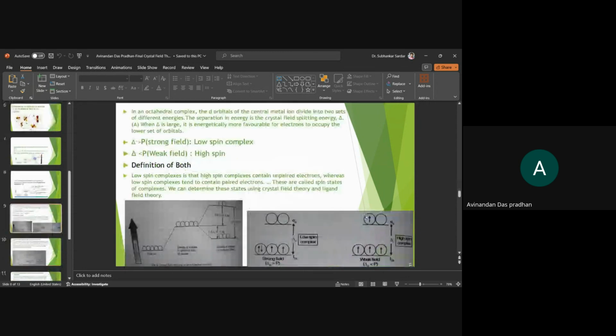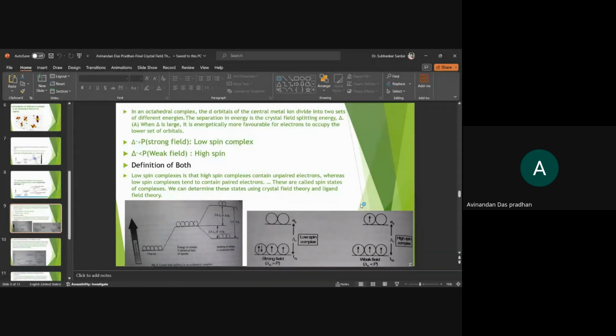Next, the definition of both. High spin complexes contain unpaired electrons, whereas low spin complexes tend to contain paired electrons. These are called the spin states of complexes. We can determine this state using crystal field theory and ligand field theory. Next, we can see crystal field splitting in a tetrahedral field.